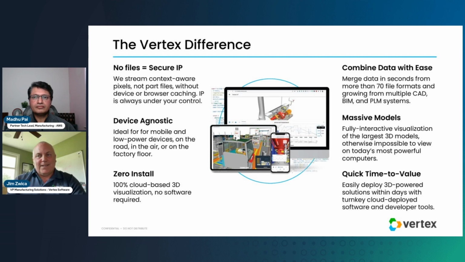And because we're streaming context-aware pixels, we actually are device agnostic. So you get the exact same experience on a mobile phone, a tablet, a laptop. There's no dependency on the end device as far as a GPU or polygon size, that sort of thing. Everyone gets the same experience. So as long as you have an internet connection and some form of a browser ability to see the images, then you're going to get the same experience.